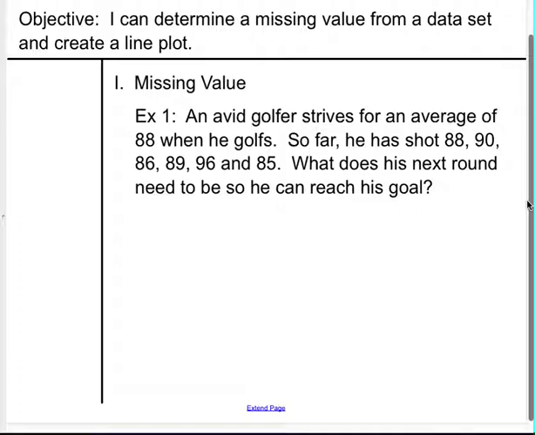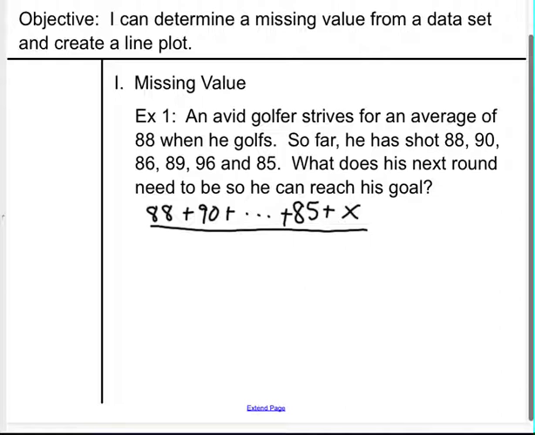values. So we have 88, adding all of the data values, plus this one additional unknown data value, his next round of golf, divided by total number of data values. Well, so far he's played 6 rounds of golf. When we add on his next round, we will now have 7 data values, and he wants his average to be 88. So we start by canceling this division by 7, multiplying both sides by 7, we get 616.